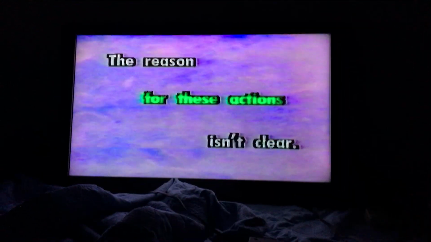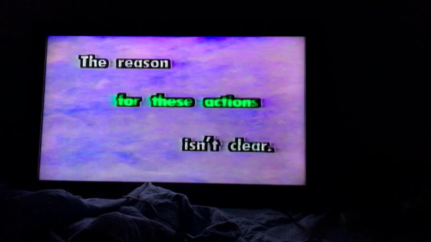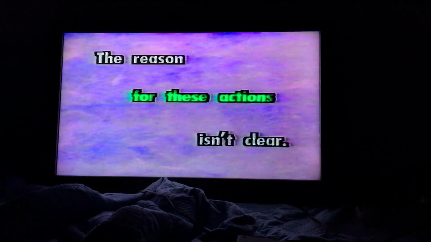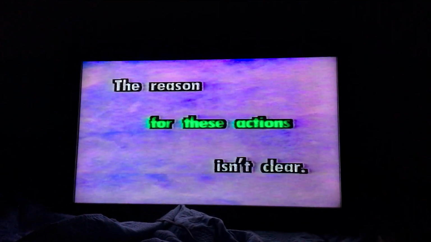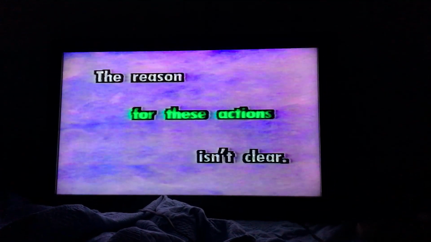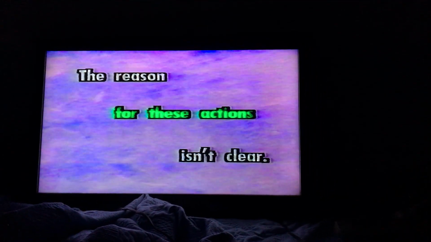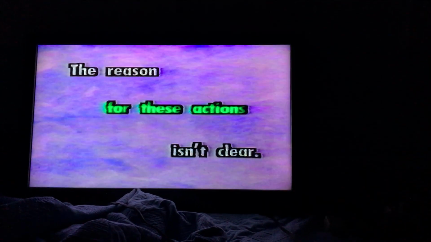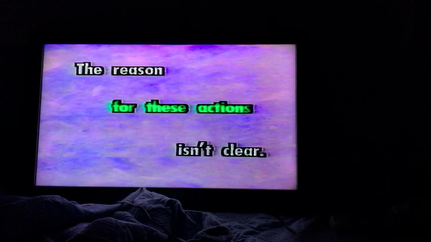The reason for these actions isn't clear. And it's clear that reason is still the subject, and the extra information only modifies the subject and doesn't affect the agreement. Let's look at a few more and tell me, what is the subject and which is the correct form of the verb?